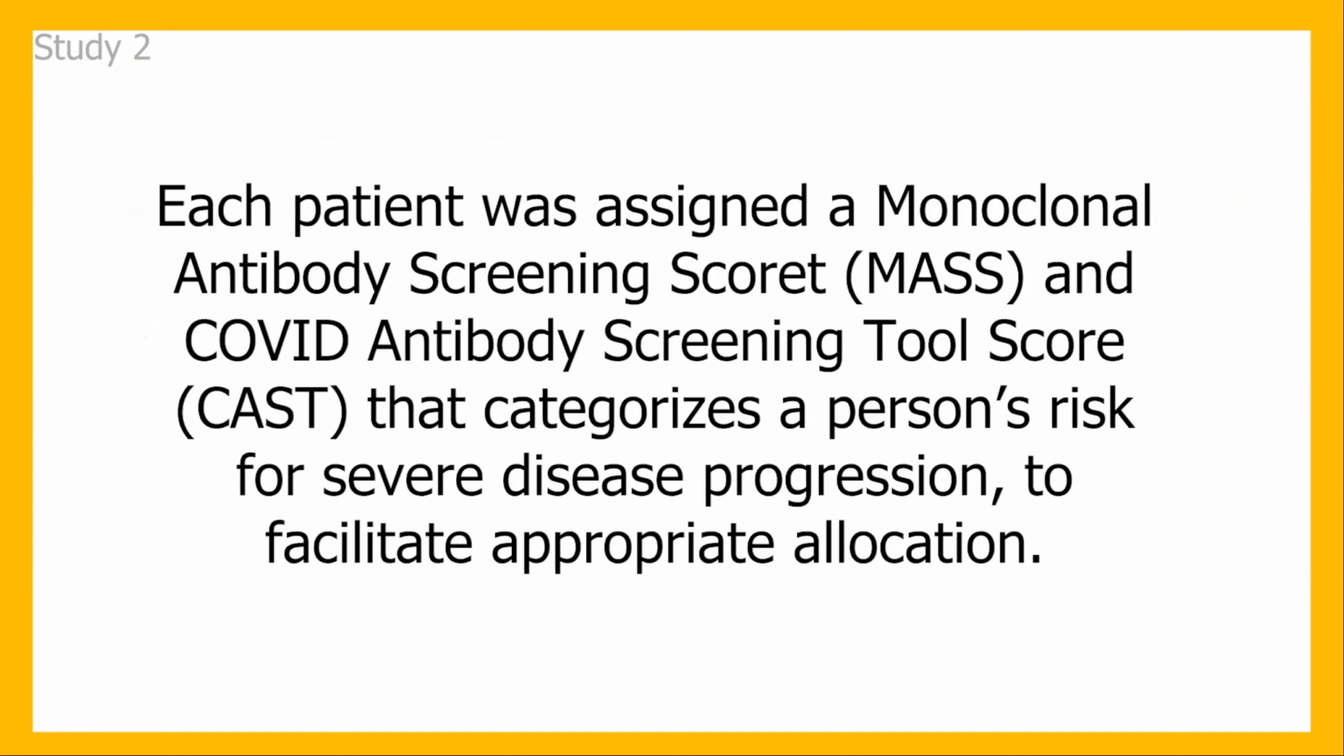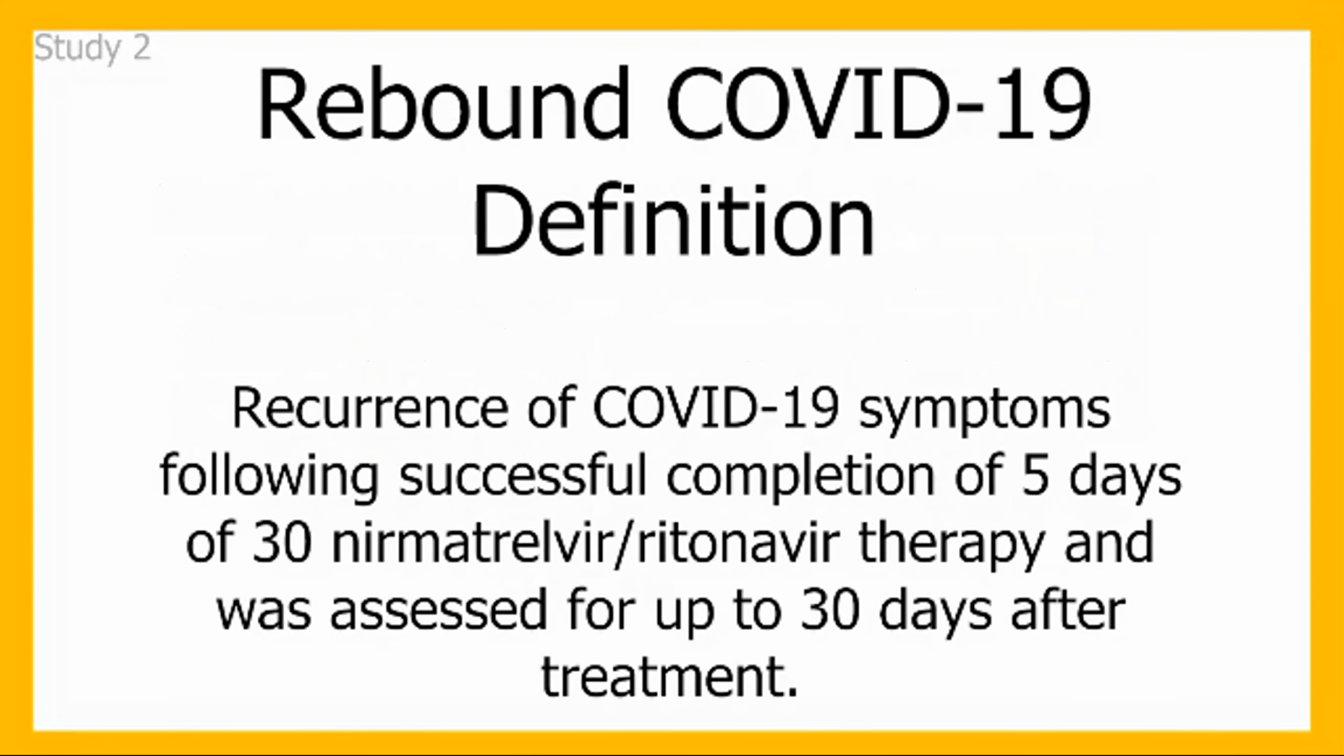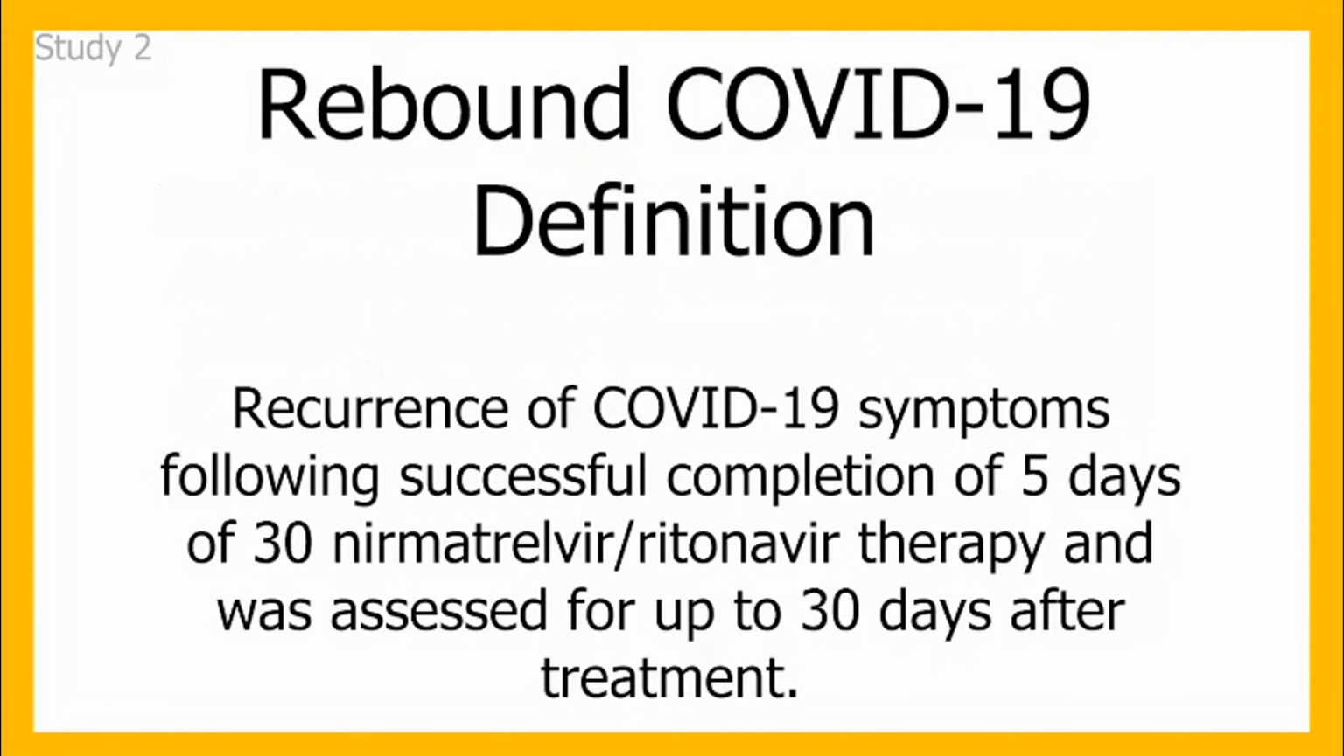Each patient was assigned a monoclonal antibody screening score and COVID antibody screening tool score that categorize a person's risk for severe disease progression to facilitate appropriate allocation of nirmatrelvir ritonavir therapy. If eligible, patients were given oral nirmatrelvir ritonavir, intravenous remdesivir, or intravenous monoclonal antibodies. Records were reviewed to identify rebound COVID-19, defined as recurrence of COVID-19 symptoms following successful completion of 5 days of nirmatrelvir ritonavir therapy, and was assessed for up to 30 days after treatment.